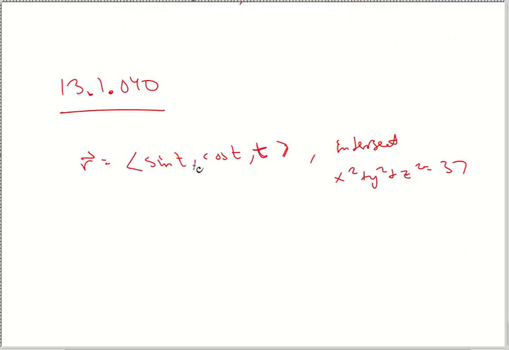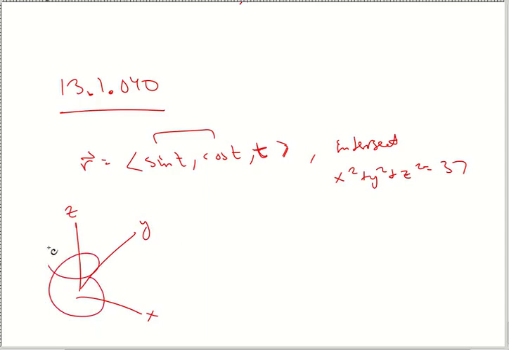Well, you notice this time I had a circle increasing linearly along the z-axis. So if I wanted to draw it real quick, it's going to start here and go up the z like this, increasing linearly. So this is what I have right now. They're wanting to know where it's going to be touching this.